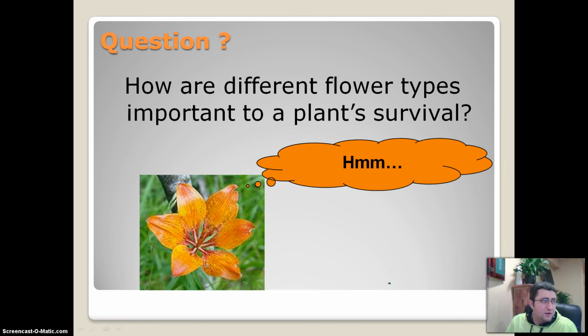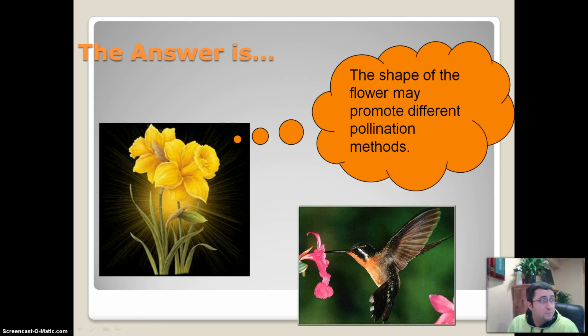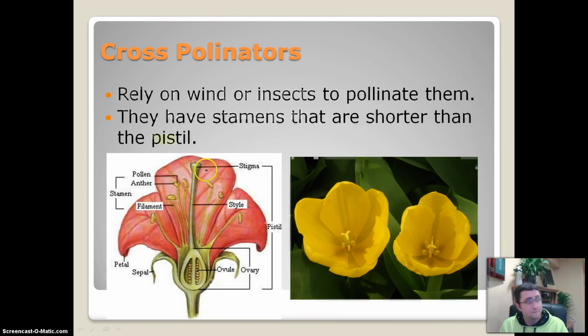So here's a question to think about. How are different flower types important to the way that the plant survives? Well, the flower is shaped to promote different types of pollination methods. This one right here is a tube shape. Think about this: whatever is pollinating this has to go all the way deep down into the bottom of that tube in order to pollinate it. Well, what's going to do that? Probably this hummingbird right here. The beak of the hummingbird, this little beak right here, is really long and has the ability to go deep down into the tube shape of the flower. So that's probably how this flower likes to be pollinated.